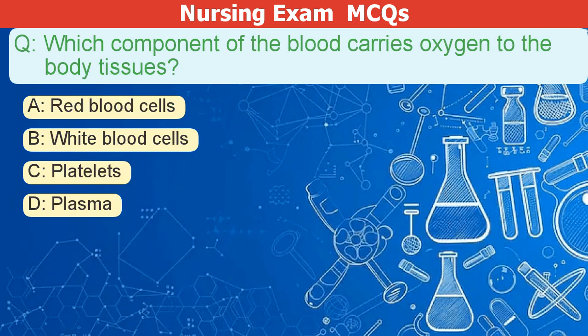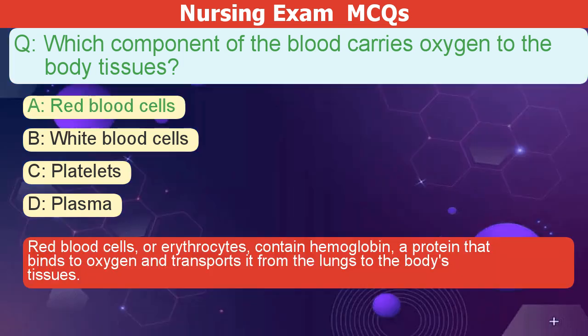Which component of the blood carries oxygen to the body tissues? A. Red blood cells. B. White blood cells. C. Platelets. D. Plasma. The correct answer is A. Red blood cells, or erythrocytes, contain hemoglobin, a protein that binds to oxygen and transports it from the lungs to the body's tissues.